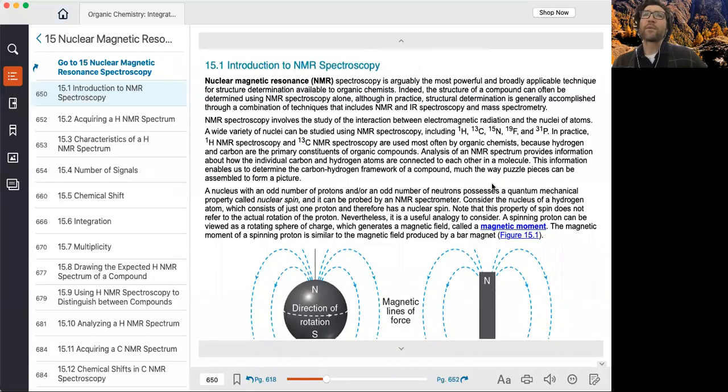So the most common nuclei that are studied in this are the proton, a hydrogen with only a proton, that is, and no neutron; carbon-13, the isotope; nitrogen-15, the isotope; fluorine-19, the isotope; and phosphorus-31, the isotope. Each of these has an odd number of protons and/or neutrons.